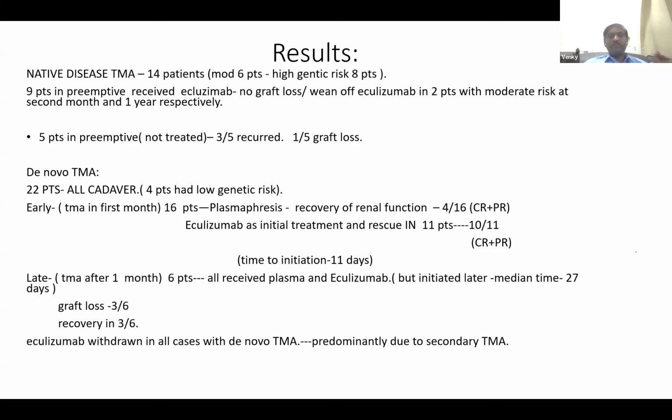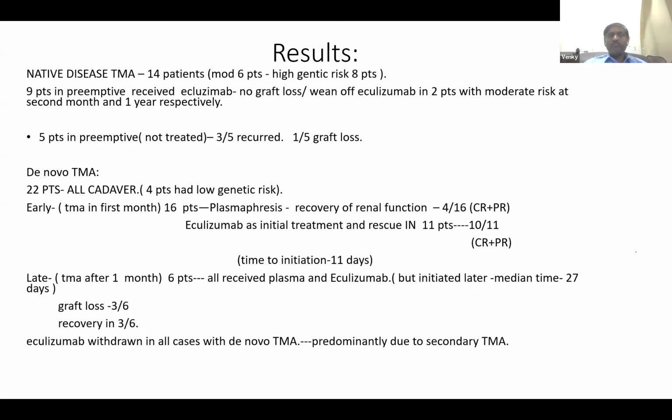The late patients were 6 patients. They all received plasma and eculizumab. But here the eculizumab was initiated after a median time of 27 days. And the graft loss was 3 out of 6, and recovery was seen in 3 patients. The difference between early and late is the time to initiation of eculizumab. The time to initiate eculizumab was 27 days in the late group.